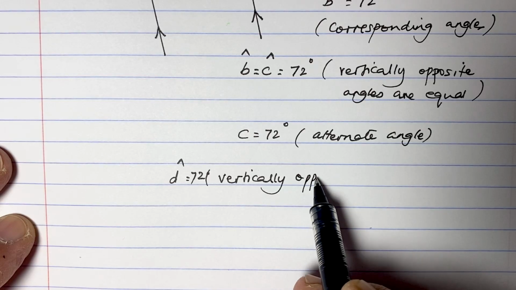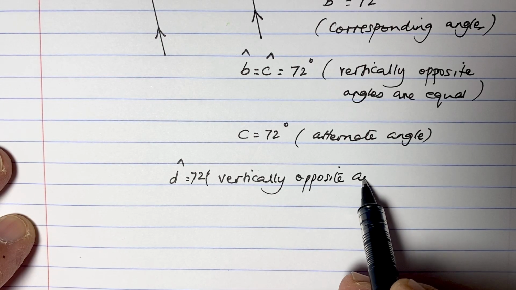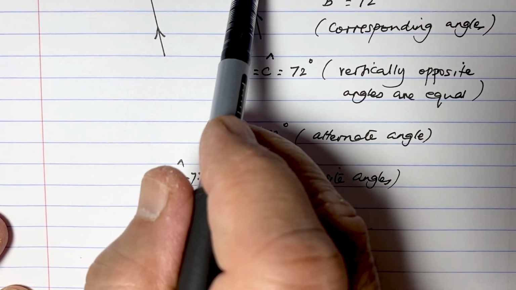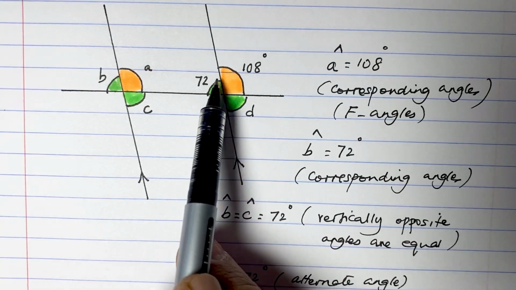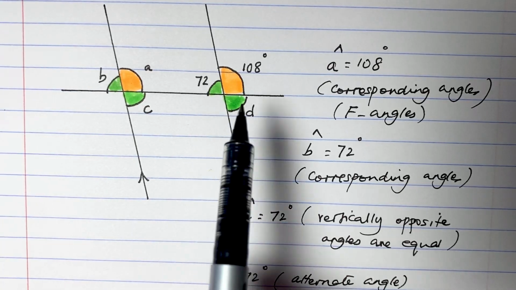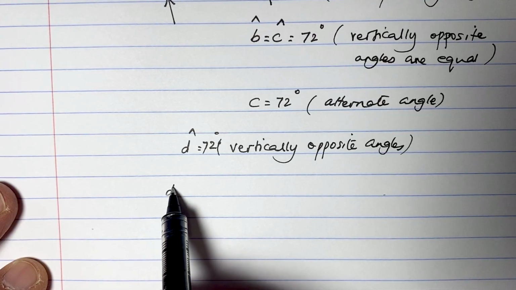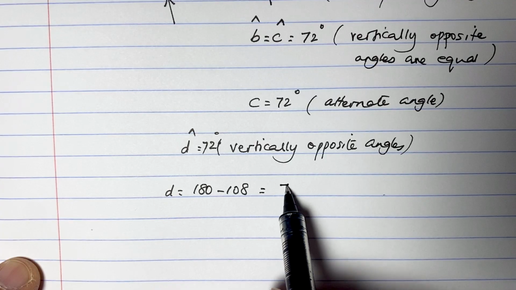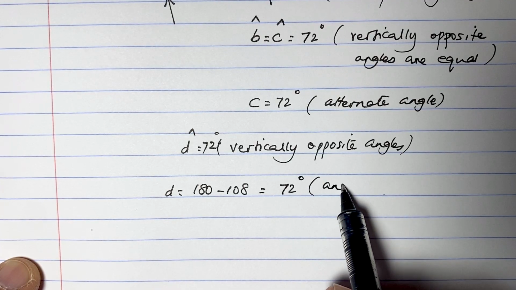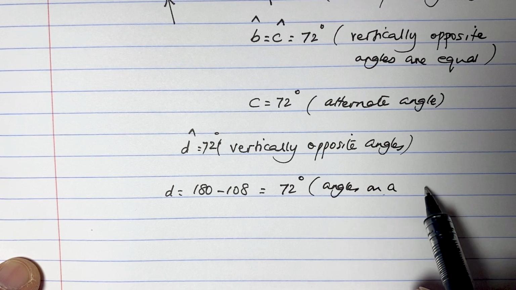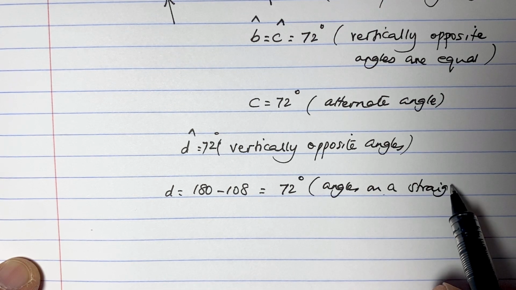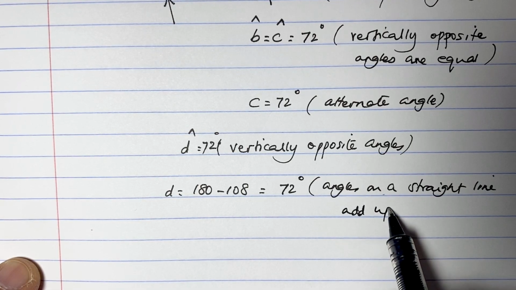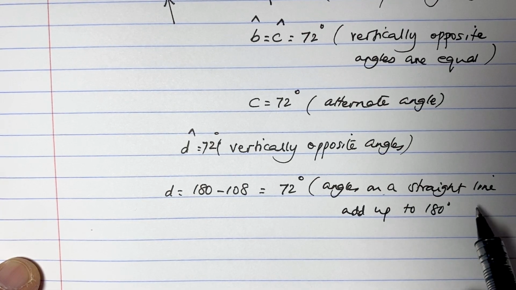Vertically opposite angles. Or I could say D and 108 add up to 180 degrees. So I could say D equals 180 minus 108. That's 72. And the reason: angles on a straight line add up to 180 degrees.